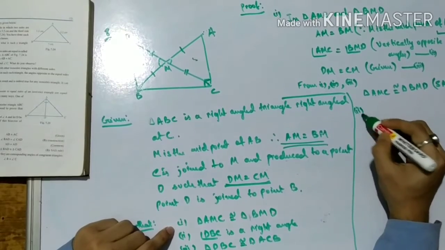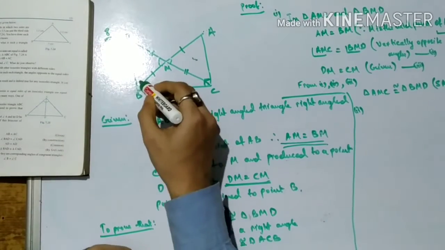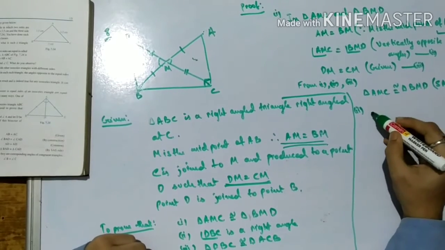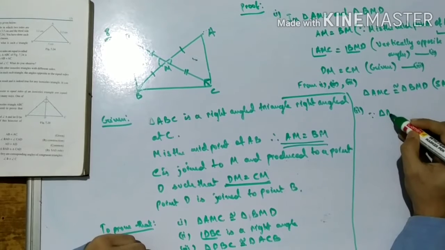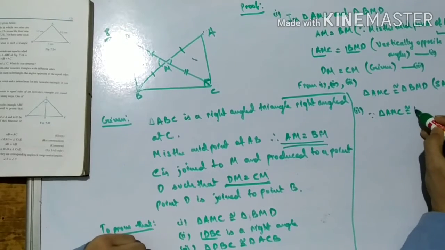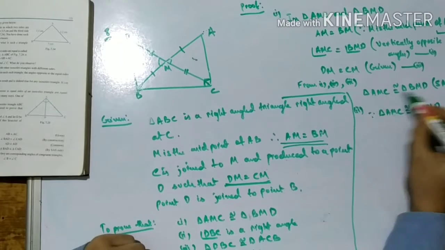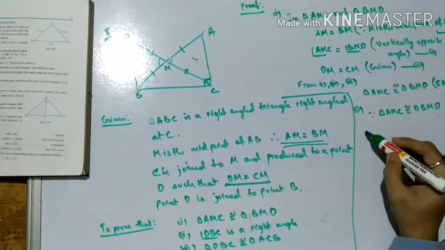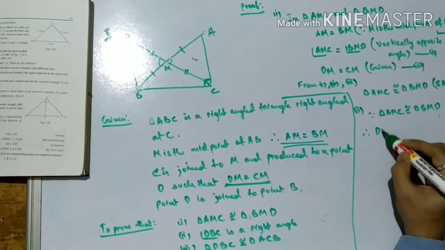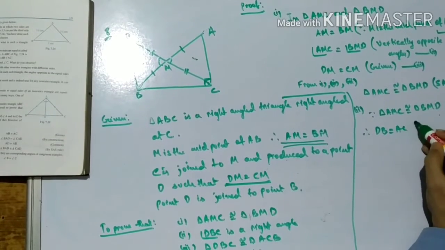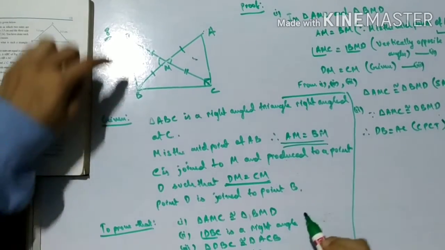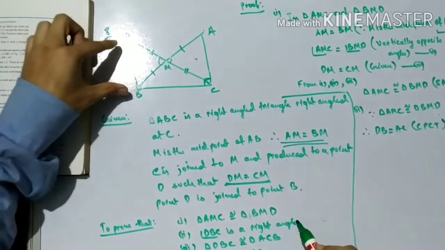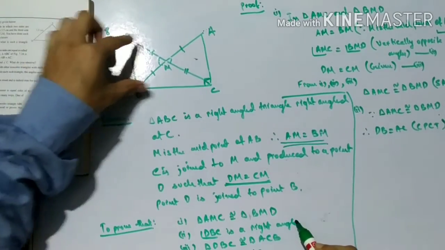Now next I will go to number 2. I have to prove that this angle is also 90 degrees. So now number 2 I will write: since triangle AMC is congruent to triangle BMD, which I have already shown, therefore I can say that DB is equal to AC, by CPCT. Since these two triangles are congruent, this side will be equal to this side. DB equals AC.